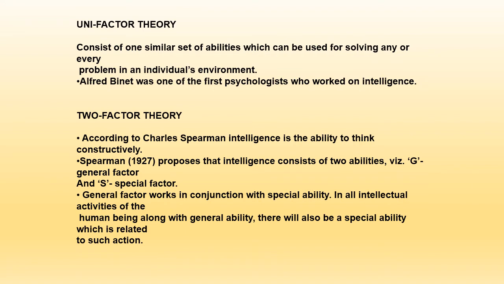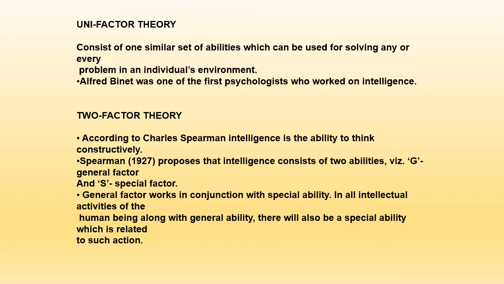Next is the two-factor theory. The two-factor theory was given by Charles Spearman, another psychologist. According to Charles Spearman, intelligence is the ability to think constructively. So he opposed what Alfred Binet proposed in the unifactor theory. Spearman in 1927 proposed that intelligence consists of two abilities, that is the G and S factors. He has given us two factors, G which is the general factor and S which is the specific factor.